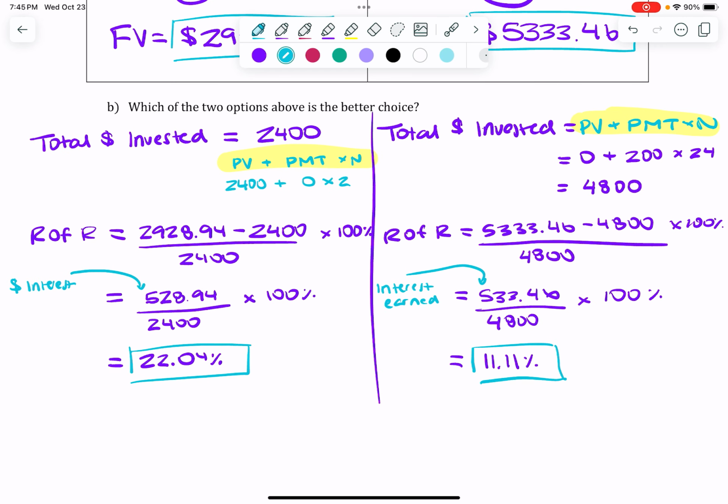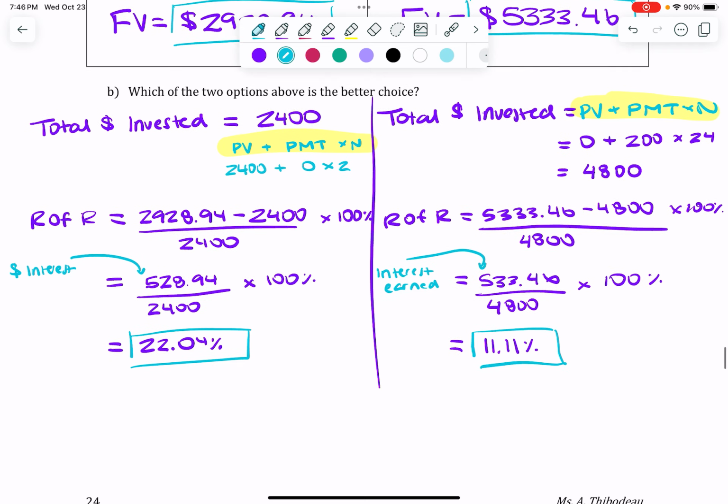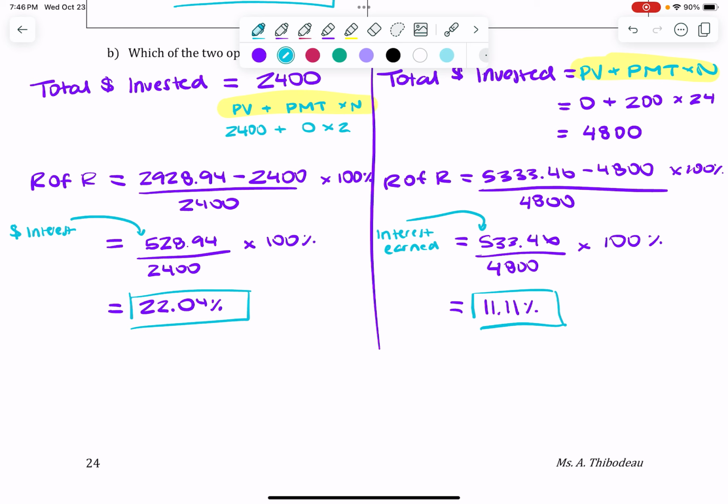Now, again, the question wasn't calculate the rate of return for both. That was the strategy I was using to compare these two investments. And the reason why I'm using rate of return and not average annual rate of return is because it's over the same amount of time for both investments. It was both over 2 years. Now that I have the rate of return for both, I just look for the bigger number. Obviously, the more I get back for my investment, the better it is for me. So option 1 has a higher rate of return, so option 1 is the better choice.